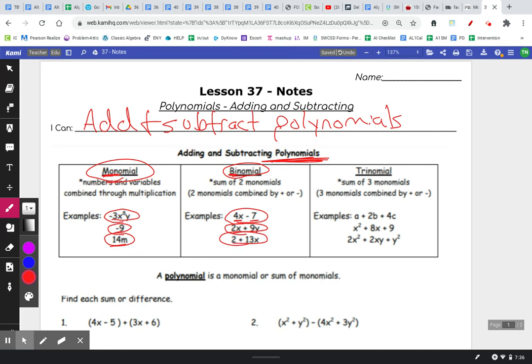Okay, the third one you see a lot of is trinomials. You guessed it. Tri stands for 3. Think about triangle, 3 sides. Tricycle, 3 tires. So a trinomial is a polynomial that has 3 terms, right? Term 1, term 2, term 3. So does this one. So does this one. Term 1, term 2, term 3. They're separated by plus or minus signs.